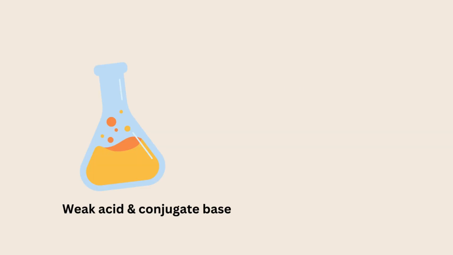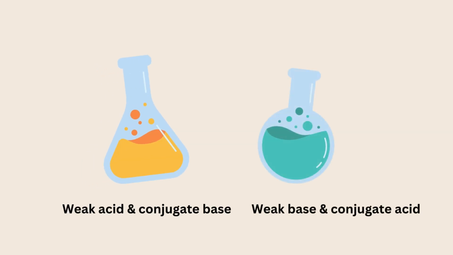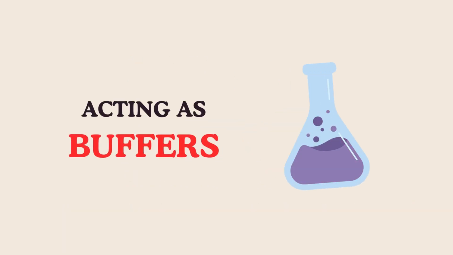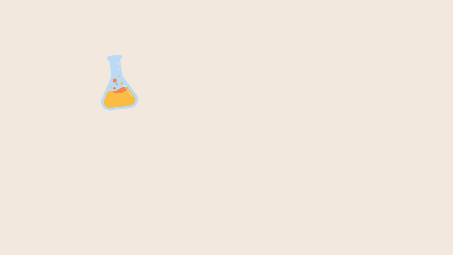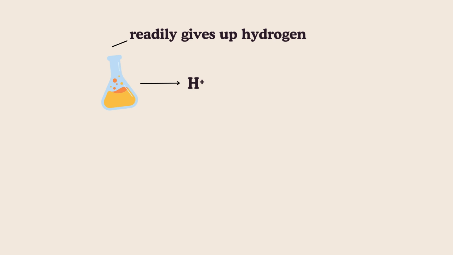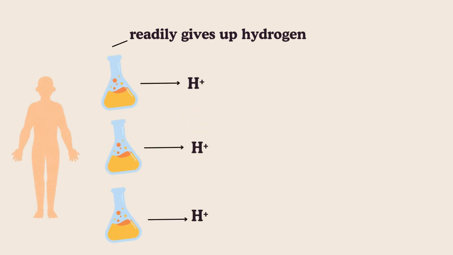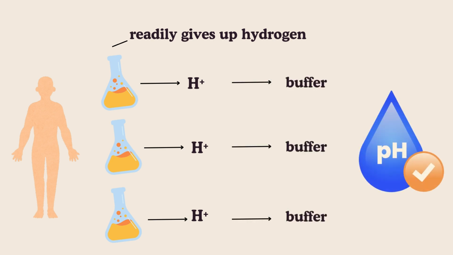A weak acid and its conjugate base, and a weak base and its conjugate acid, will act as a buffer. Buffers stop pH from rising or falling too quickly, besides maintaining it in the normal range. The reason the body needs buffers is that acids, or molecules that readily give up their hydrogen ions, are being generated by the body all the time. These extra hydrogen ions would shift the pH into the acidic zone, so the body needs a way to handle them without a major shift in the overall pH.